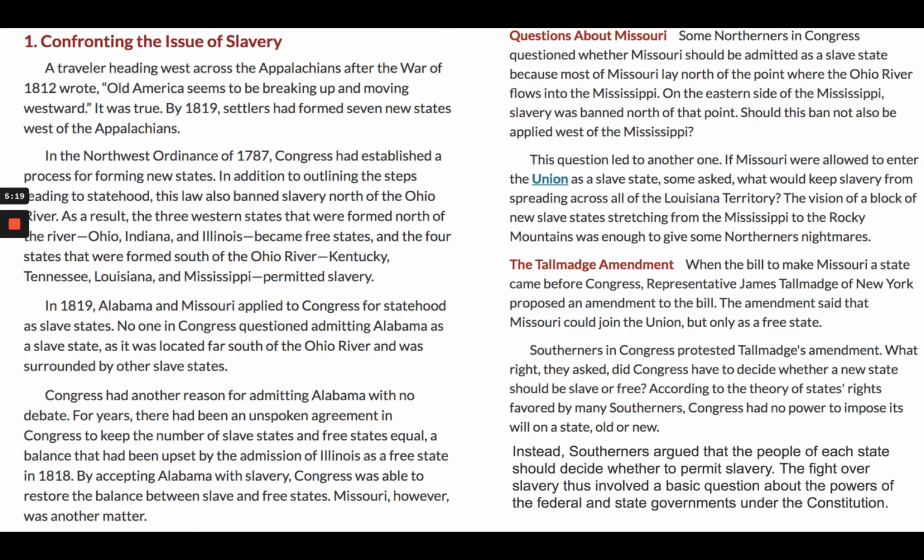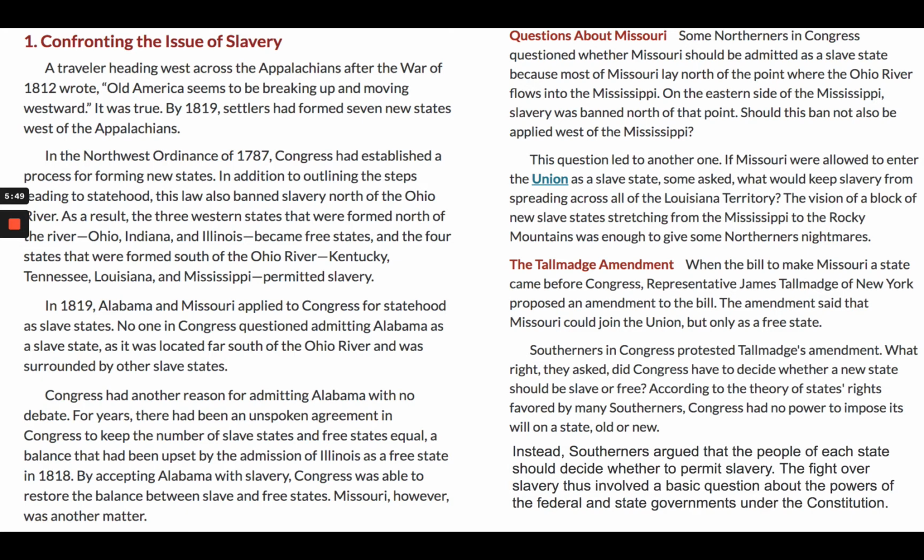For years, there had been an unspoken agreement in Congress to keep the number of slave states and free states equal, a balance that had been upset by the admission of Illinois as a free state in 1818. So, by accepting Alabama with slavery, Congress was able to restore the balance, with half the states being slave and half the states being free. But now that Missouri wants to be a slave state, that was another matter.